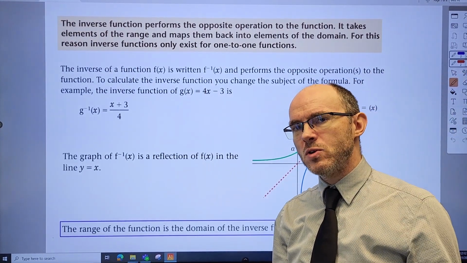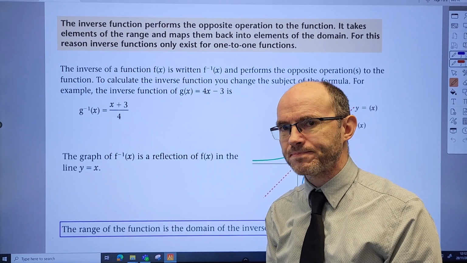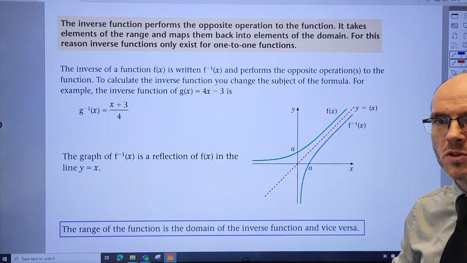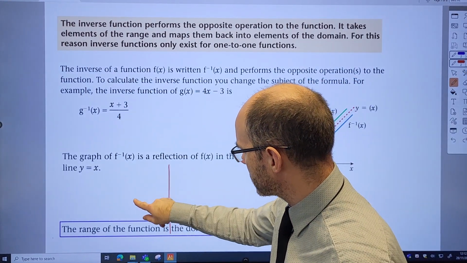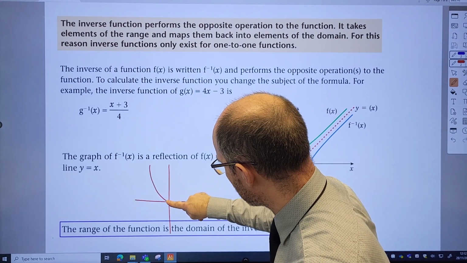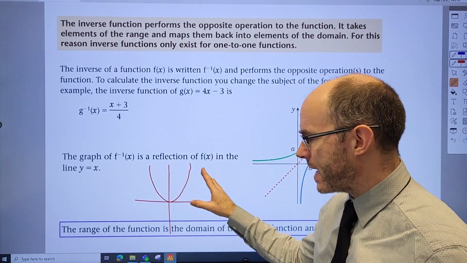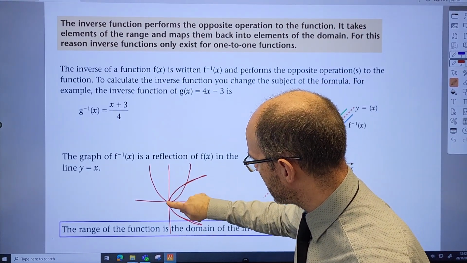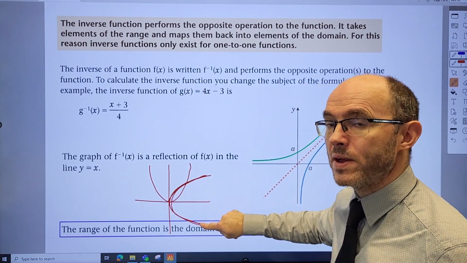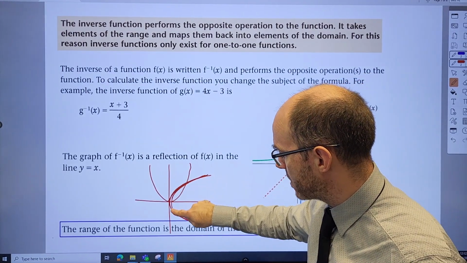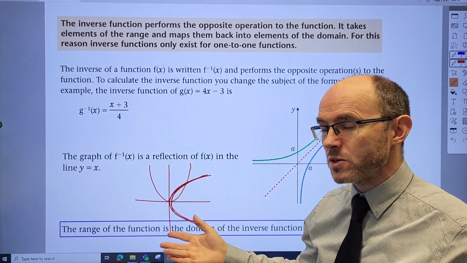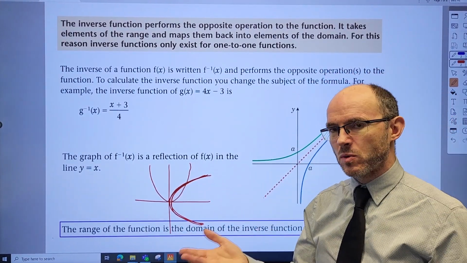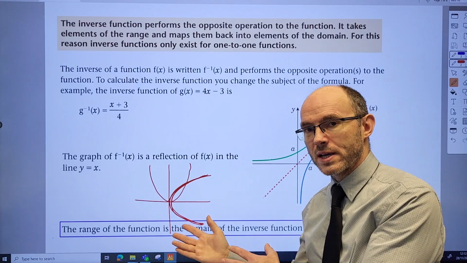Now, a function only exists if it's one-to-one or many-to-one. So when you reflect a one-to-one function, you're going to get another one-to-one function through the line y equals x. However, if you sketch a many-to-one function like that, and then you reflect that through the line y equals x, it looks like this, and that is no longer a one-to-one or many-to-one function. Something like this is a mapping. It's a one-to-many mapping, and that's not a function, so that can't happen. So you cannot have a many-to-one function being reflected through the line y equals x to generate a function.